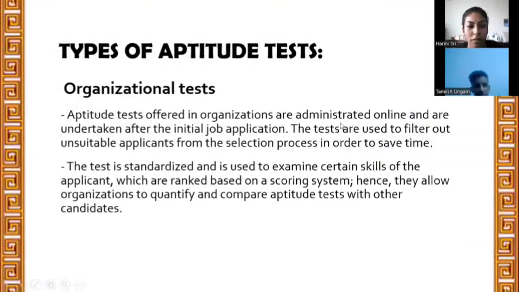Types of aptitude test. Organizational tests. Aptitude tests operate in organizations, administered online and undertaken after the initial job application. The tests are used to filter out unsuitable applicants from the selection process in order to save time. The test is standardized and used to examine certain skills of the applicant, which are ranked based on a scoring system, which allows organizations to quantify and compare aptitude tests with other candidates.